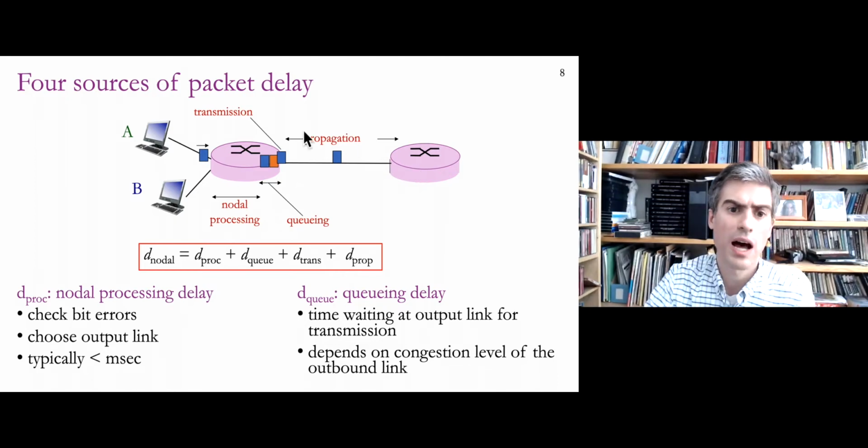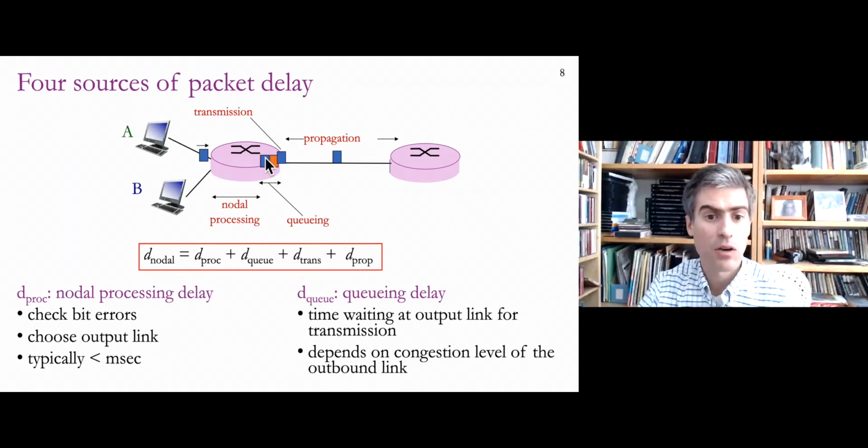Okay, each one of these hops, by hop I mean a step between a machine, which is either a source, destination, or a router. Each one of these hops, so this is showing 2 hops, each one of these hops has four different kinds of delay just on that one hop. The first is nodal processing delay.